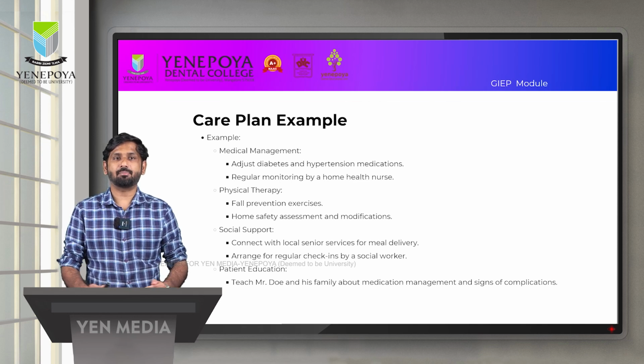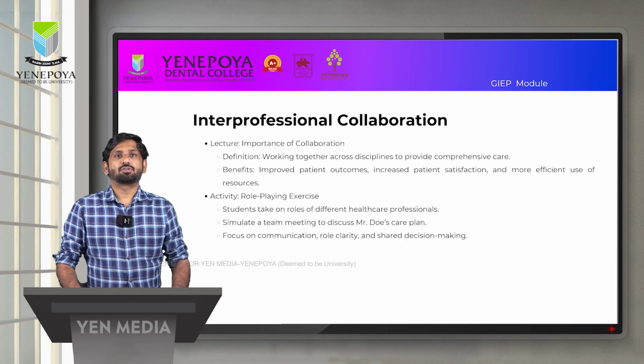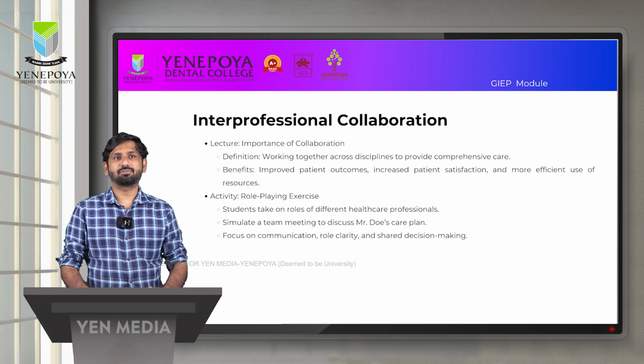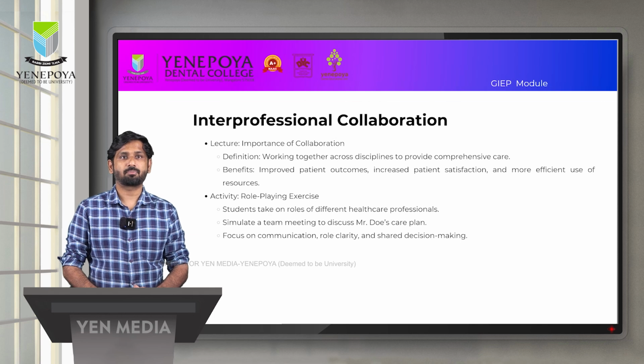Now this is one example I have given all of you. Now all of you can sit together and decide on different types of plans, different ways of managing this case by using different healthcare professional students. So basically in these few slides you will come to know how this interprofessional collaboration works. Basically interprofessional collaboration is working together across disciplines to provide comprehensive care. Benefits are improved patient outcomes, increased patient satisfaction and more efficient use of the resources.